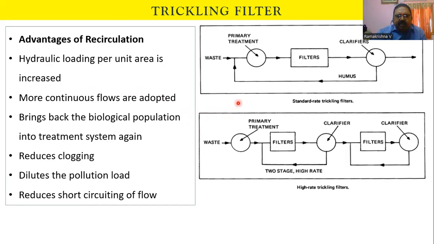This is based mainly on the attached growth process. Attached growth process means the microorganisms are attached to a particular filter medium. The fundamental criteria here is that the surface area should be maximum and voids also should be maximum. Whereas the activated sludge process is based on suspended growth, where all the microorganisms are floating or suspended in the wastewater in the aeration tank. That is the major difference here, right?